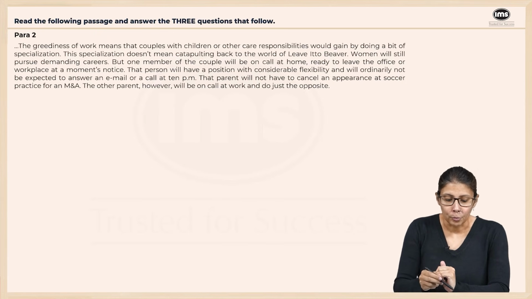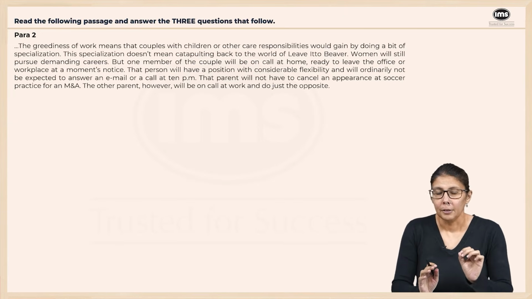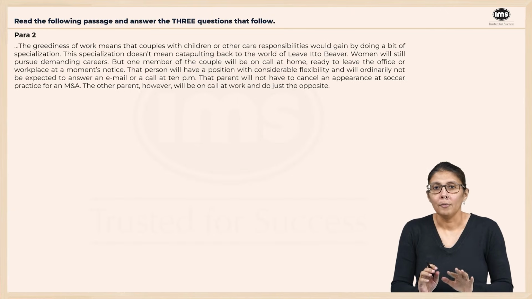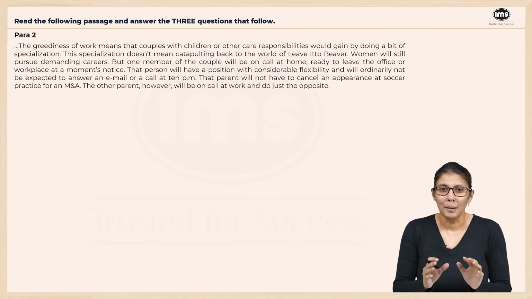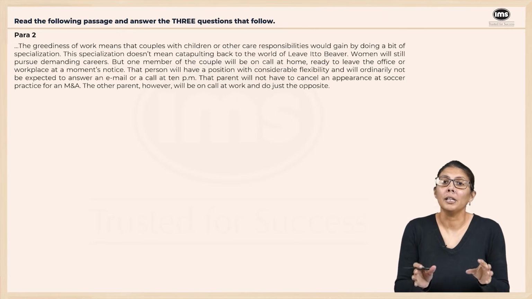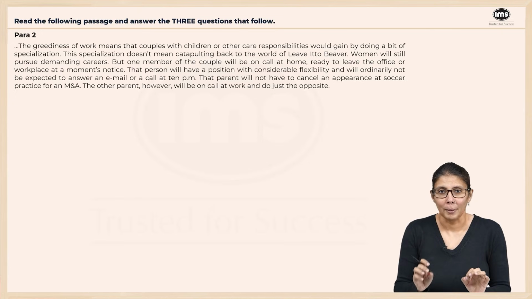The greediness of work means that couples with children or other care responsibilities would gain by doing a bit of specialization. What does that mean? It means that if you have to take care of children or anything else, say pets for example, then both partners cannot be fully committed to work all the time. It demands partners to specialize.